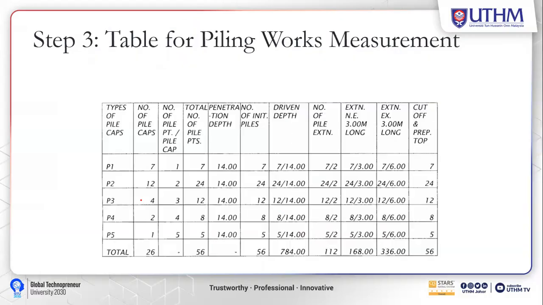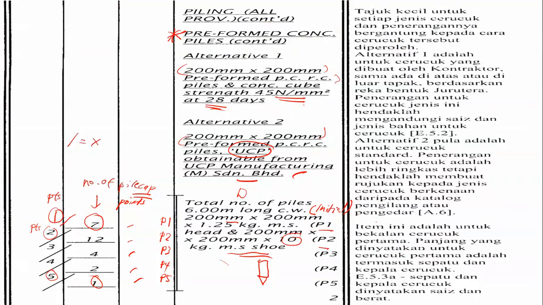we check again to make sure our calculation is not wrong, right? So that one is the pile cap, the number of pile cap. This one is the number of pile cap. Sorry, I just want to make sure that our calculation and our understanding are the same.